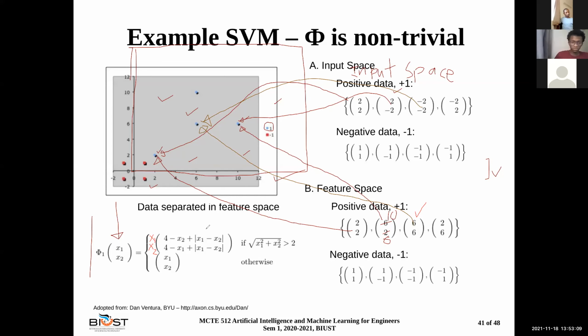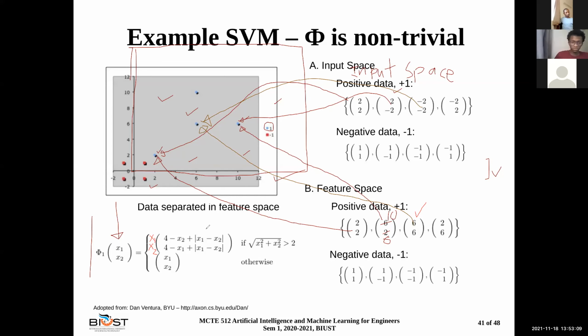This is x2. So 4 minus 2, that's a 2. Plus 4, it should be 6. Okay, let me check again. So minus 2 and 2. Minus 2 minus 2, that's a minus 4. And then the absolute value, that's 4 all the time. So now x2, 4 minus 2, that's a 2 plus 4, it should be 6. That's correct now.